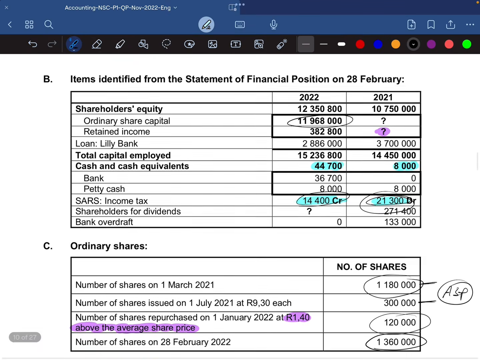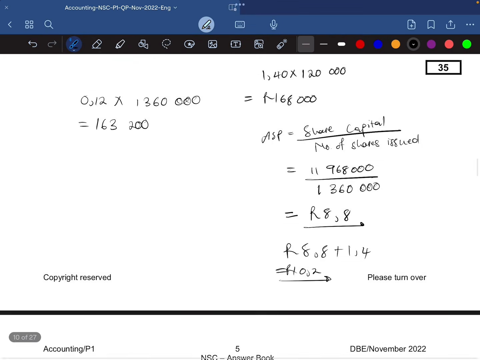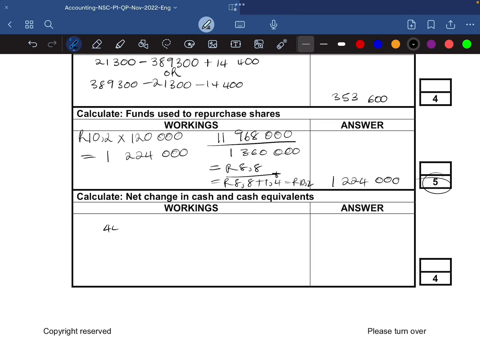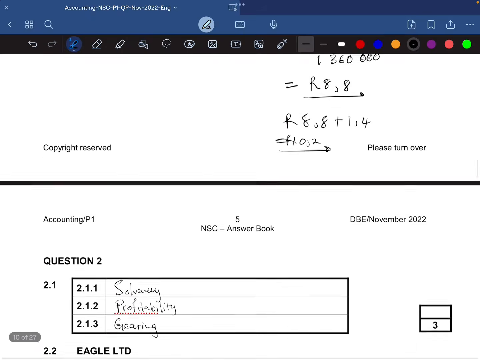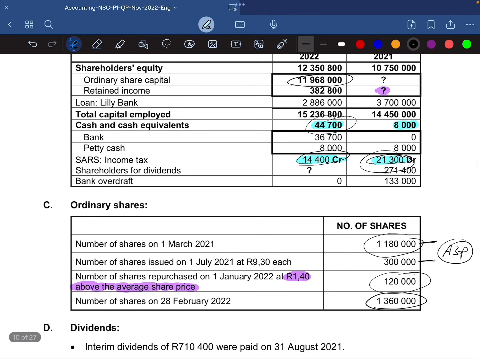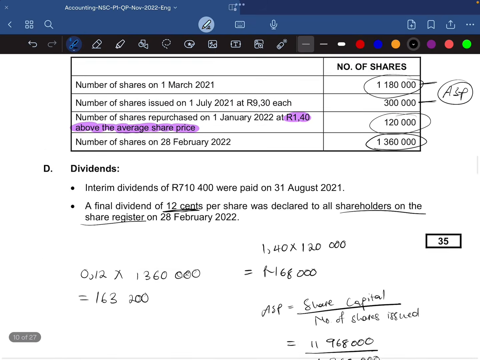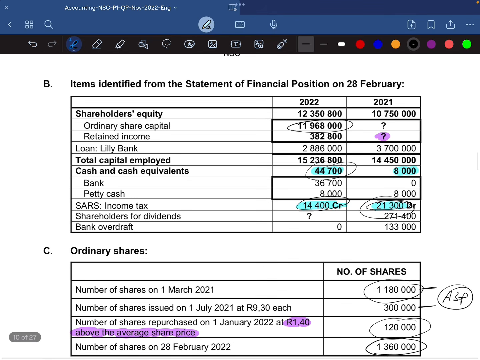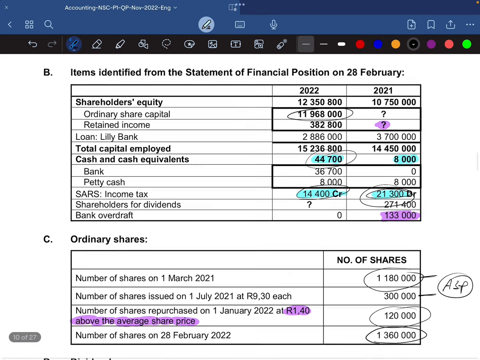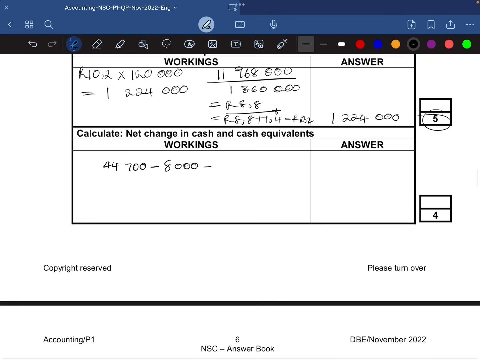This balance at start is still in my mind. That's 44,700, and the balance at start of 8,000, right? So we're supposed to say minus 8,000 to see the change. But now there's some piece of information that we have to utilize here, because if we have a bank overdraft, it will affect our cash and cash equivalents. So we have a bank overdraft of 133,000 there.